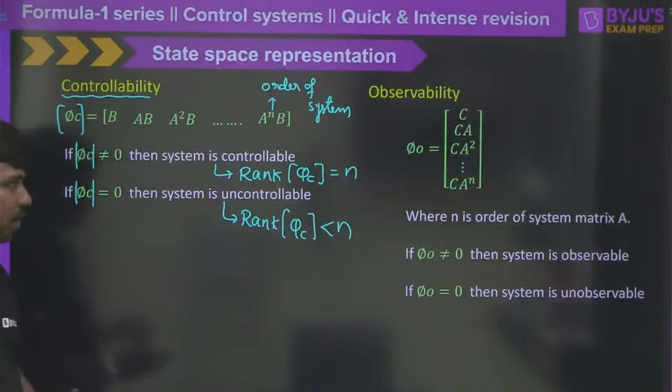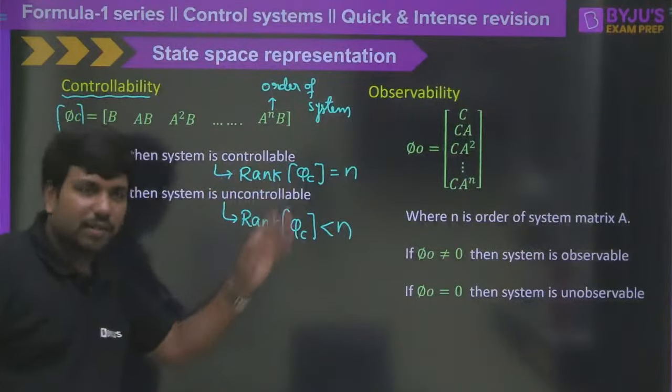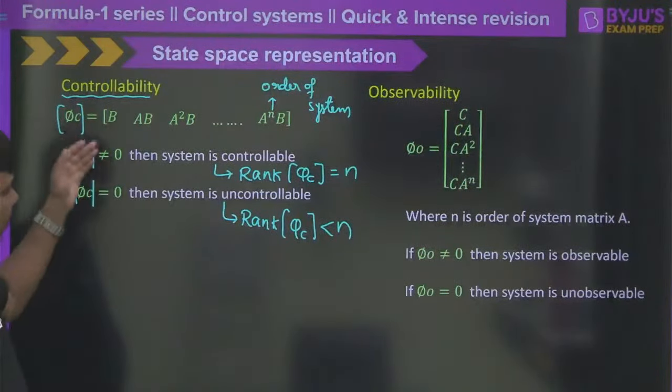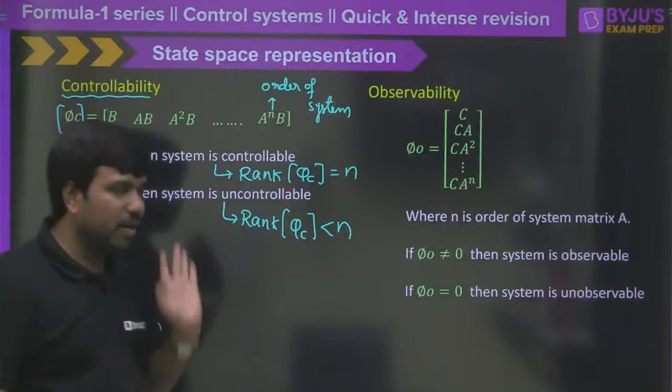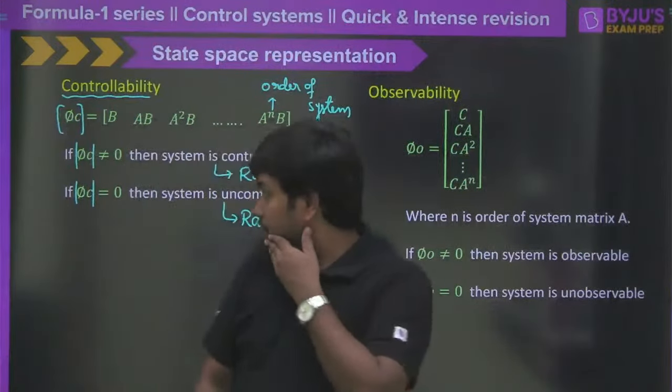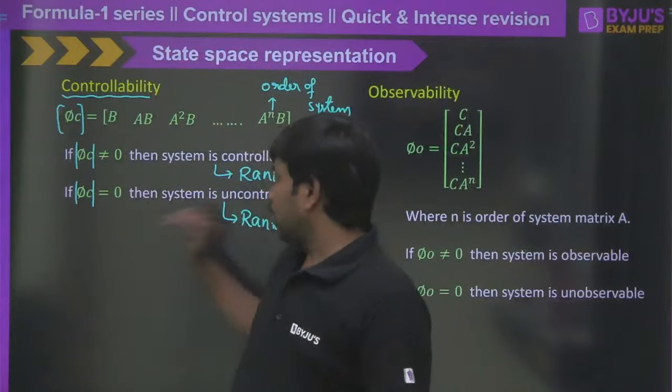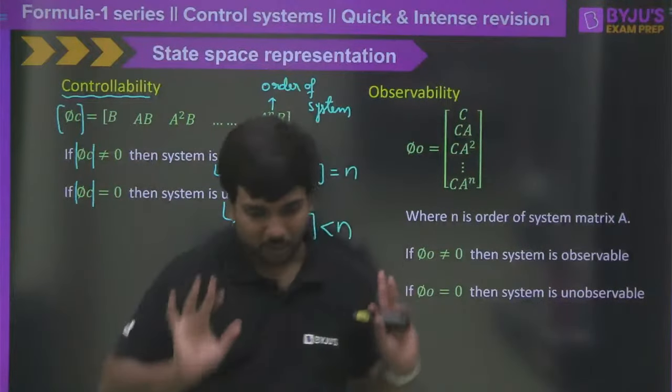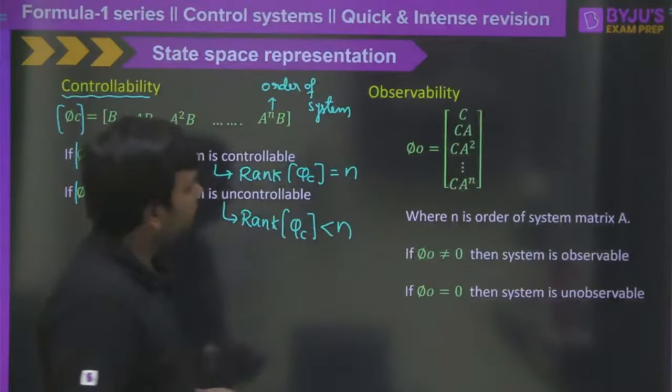Clear? That's simple. So instead of looking at the rank and all these things, just calculate the determinant of phi c. If it is not equal to 0, then controllable. Otherwise, it's not controllable. Clear? Yes, if it is equal to 0, it is uncontrollable. If it is not equal to 0, then it is controllable. Clear? Now moving ahead with the observability.